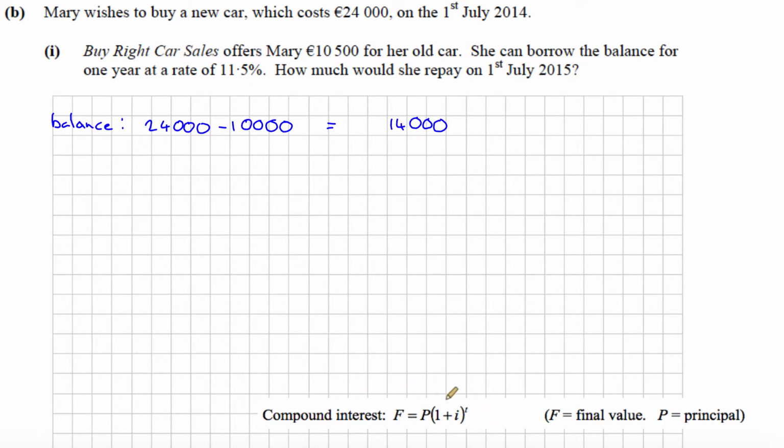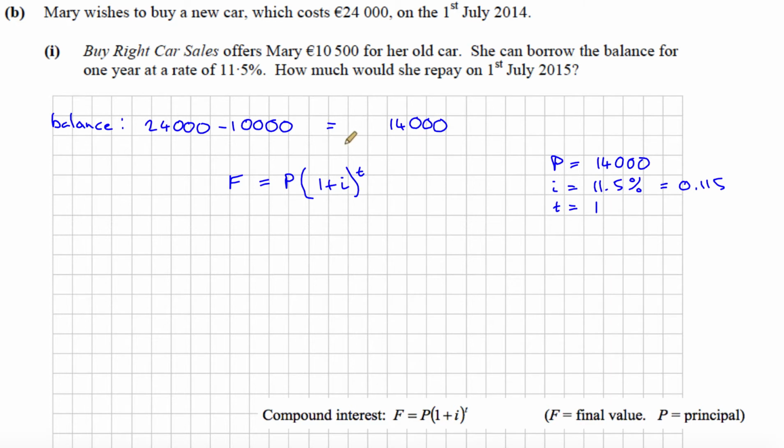So we're going to use this method here, compound interest method. F is equal to P bracket 1 plus I to the power of T. So in this case, P, which is our principal value, is the 14 grand that she borrows. I is the interest rate, which is 11.5%, or as a decimal, that's 0.115. And T then, it's 1 year later, so T is just 1.